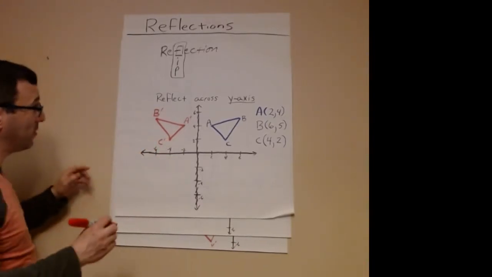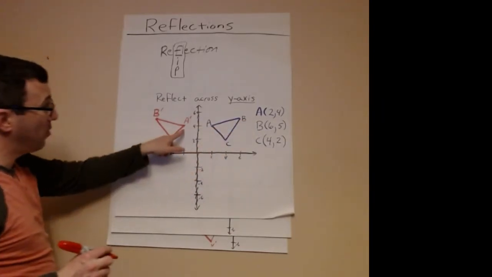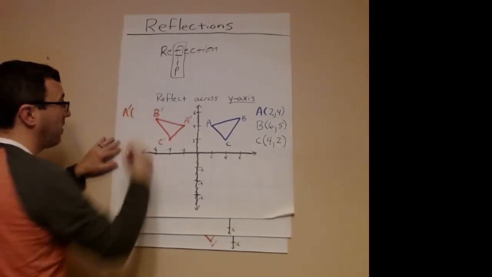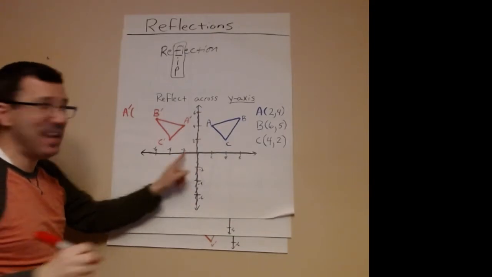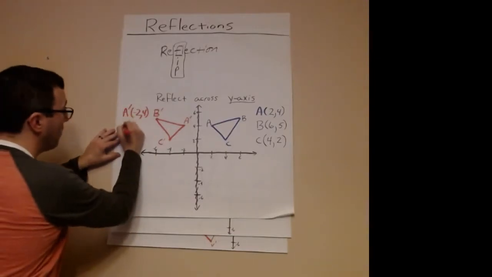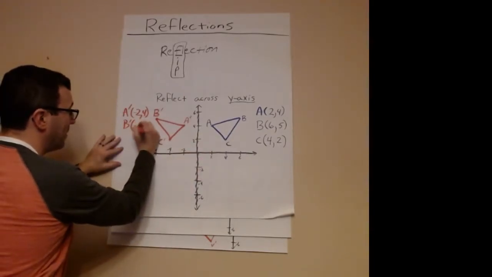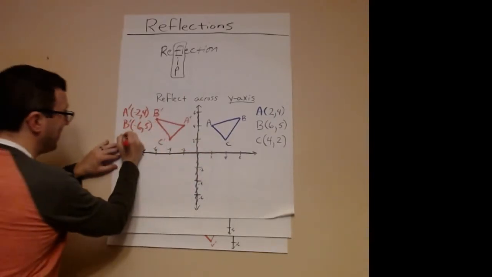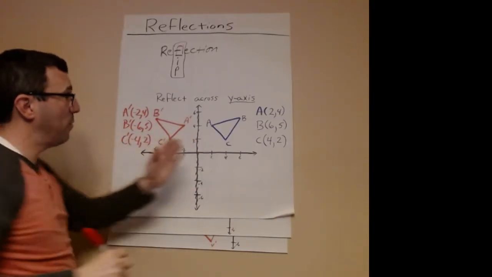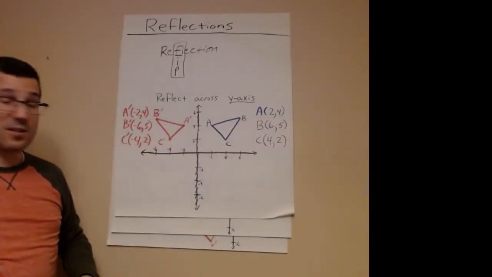Now, there's a couple other things with this. When I look at the coordinate for A, that's 2, 4. The coordinate for A prime changes our x value. We now have a negative 2, but we're still 2, 4. B prime, same thing. We're now a negative 6, 5. And C prime, we are now a negative 4, 2. So because we went across the y-axis, our x changed its sign.